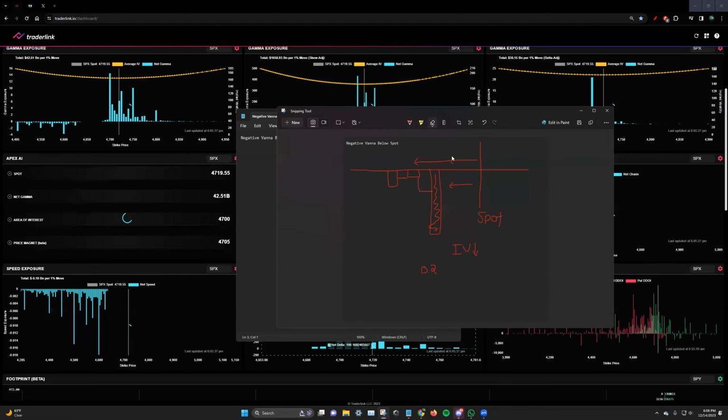Continuing forward, we've covered negative Vanna exposure below spot price. Now the next one is covering positive Vanna exposure above spot price or below spot price. Sorry, fumbling my words. So let me redraw that. We'll do it like this: you have a positive exposure bar, and then you have a bunch of smaller bars around it.